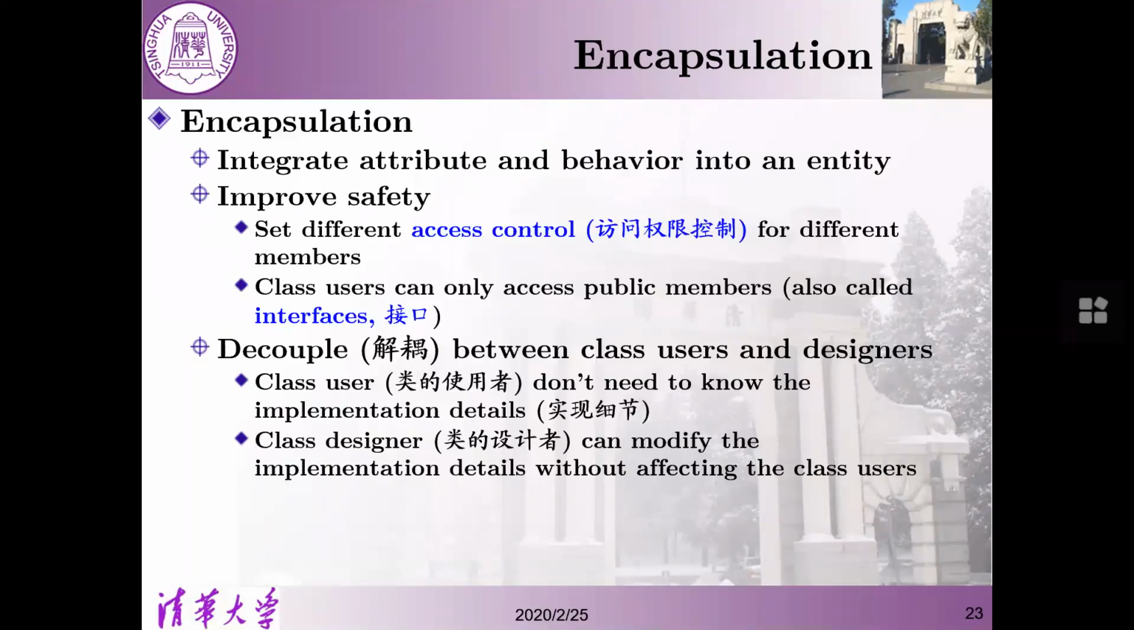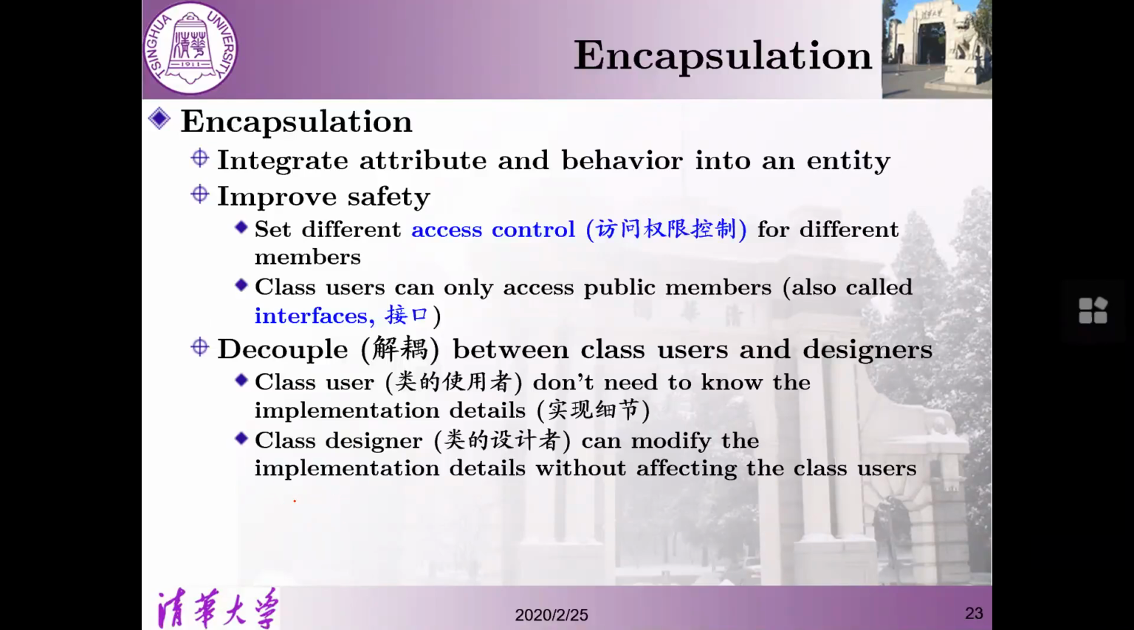Now we'll learn encapsulation. We just learned the example of this class Bird. Encapsulation is based on access control. Because we integrate attributes and behavior into an entity, we can improve safety by access control. Class users can only access public members. We have learned that, right? In this way, by access control, we can decouple class users and class designers.